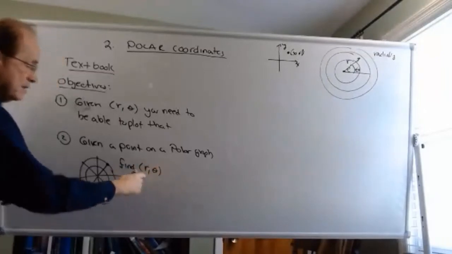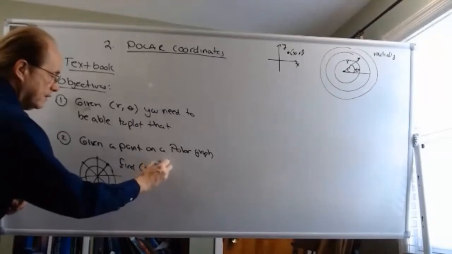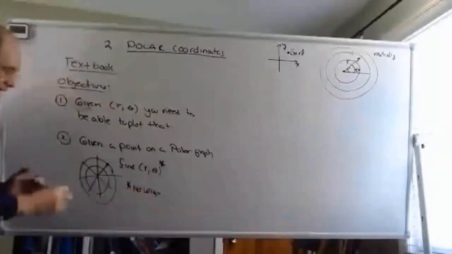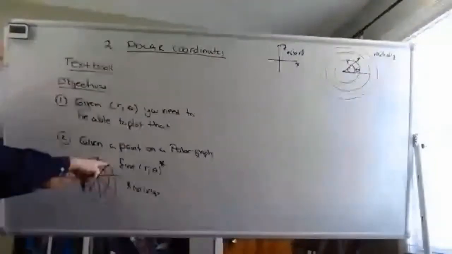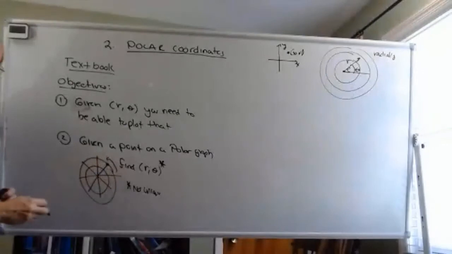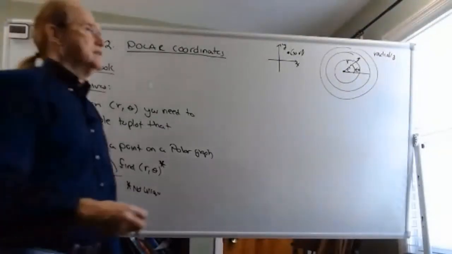But as I said, this is not unique. Now, the best way of doing it is to keep r positive and just rotate theta in a counterclockwise fashion and pick that smallest angle. But that's not a necessary thing.